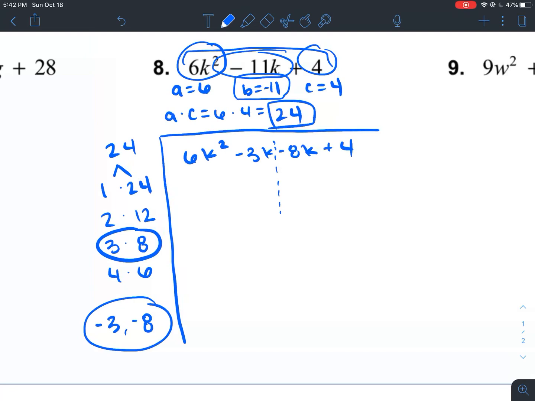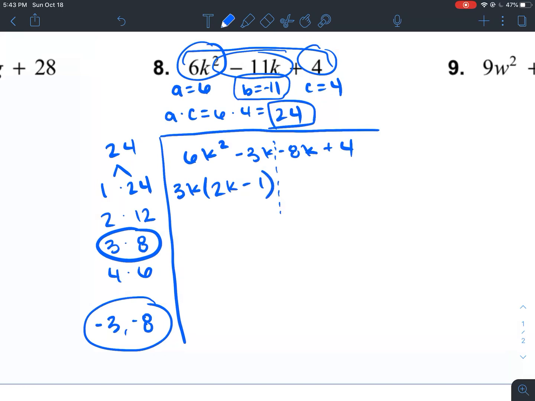So we have 6k squared minus 3k. Now we can factor out a 3k because they both have a 3k in common. So when we do 6k squared divided by 3k, we have 2k. And then 3k divided by 3k, our common factor, would just be minus 1.